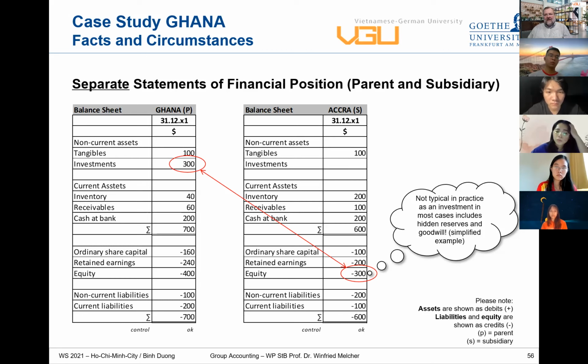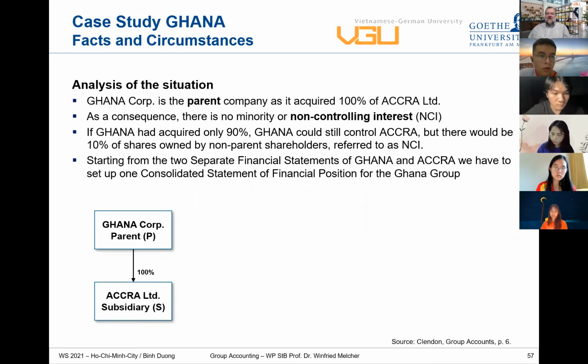All right, and I saw that many of you had that right. We have now two separate statements of financial position at the year end. And well, now it's our time to consolidate these. So how can we do that? Well, let's just analyze the situation.